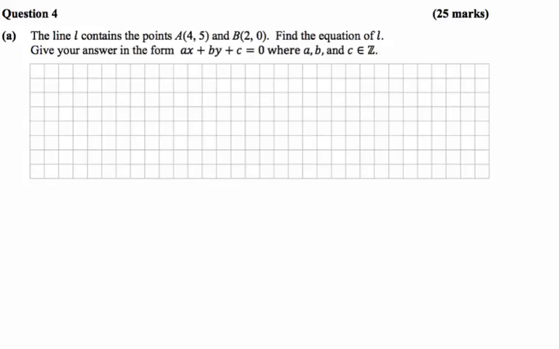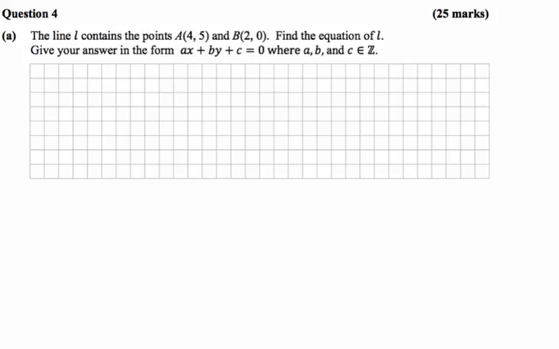So this is the Leaving Cert Ordinary Level Paper 2 from 2016. And we're looking at question number 4. Part A says the line L contains the points A, which is (4, 5), and B, which is (2, 0). Find the equation of the line L.